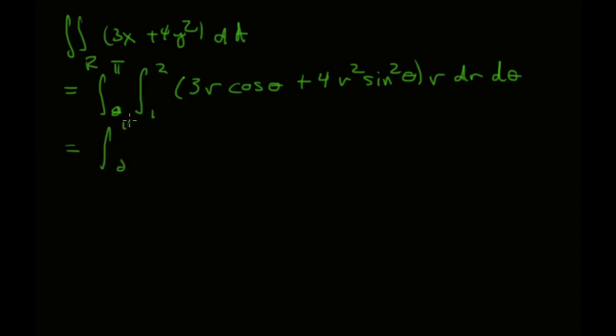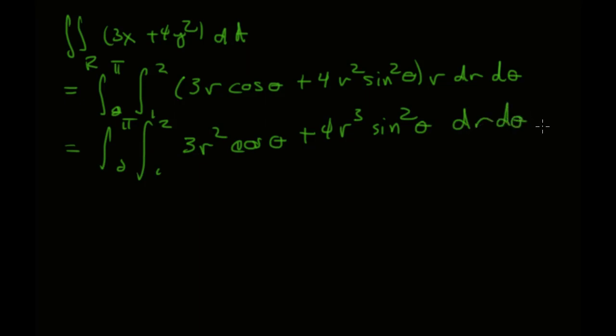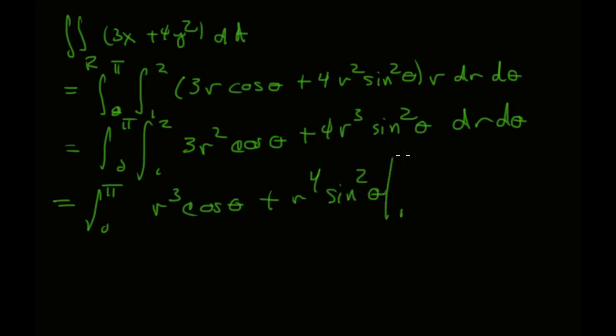So I have 0 to pi, 1 to 2, and distributing the r gives me 3r squared cosine theta plus 4r cubed sine squared theta dr d theta. I'm basically back to what I've known as rectangular coordinates in the past. So let's work the dr's first. Still 0 to pi. This is going to be r cubed cosine theta, and this one is going to be r to the 4th sine squared theta, from 1 to 2, d theta.